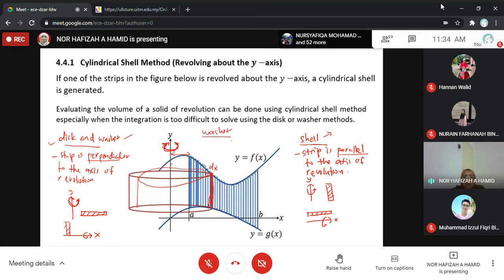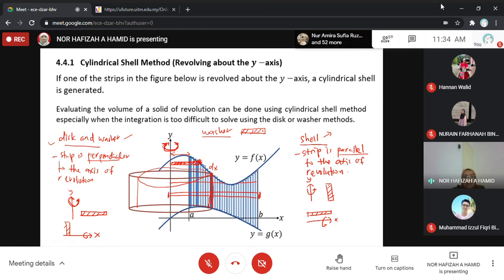Tapi kalau washer you kena pakai strip dia horizontal sebab dia mesti perpendicular dengan axis of revolution. So kalau you buat pakai strip horizontal, nanti tengok dia banyak strip. Banyak strip, lepas tu region pun nanti kena divide banyak. So ini satu, region ni lain pula nanti, sebab dia punya shape tu.